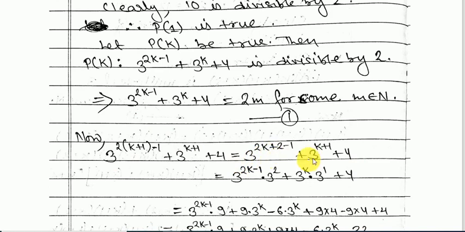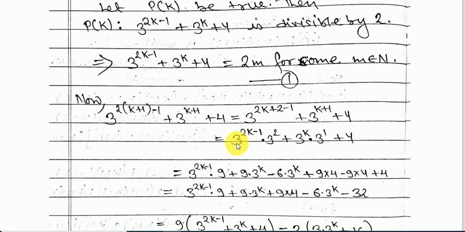Now you have to simplify it. So after simplifying, you got this: 3 to the power k, 3 to the power 2k minus 1 into 3 to the power 2 plus 3 to the power k into 3 to the power 1 plus 4. Now what you have to do is, from here you should try to get this. So here it is 3 to the power 2k minus 1. So I have got 3 to the power 2k minus 1. But I have also got 3 square here in multiplication. And here I have got 3 to the power k.